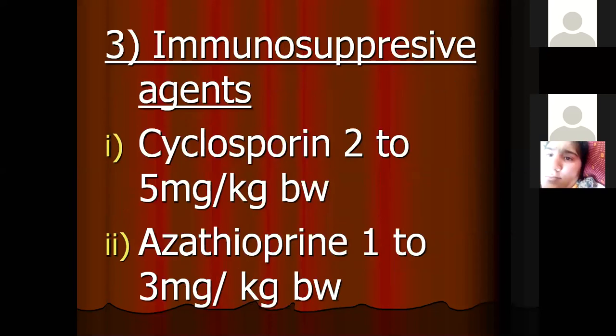Next is the immunosuppressive group. There are 2 medicines which are used in severe uveitis: cyclosporin, and the dose is 2 to 5 milligram per kilogram body weight, and azathioprine tablets 1 to 3 milligram per kilogram body weight.